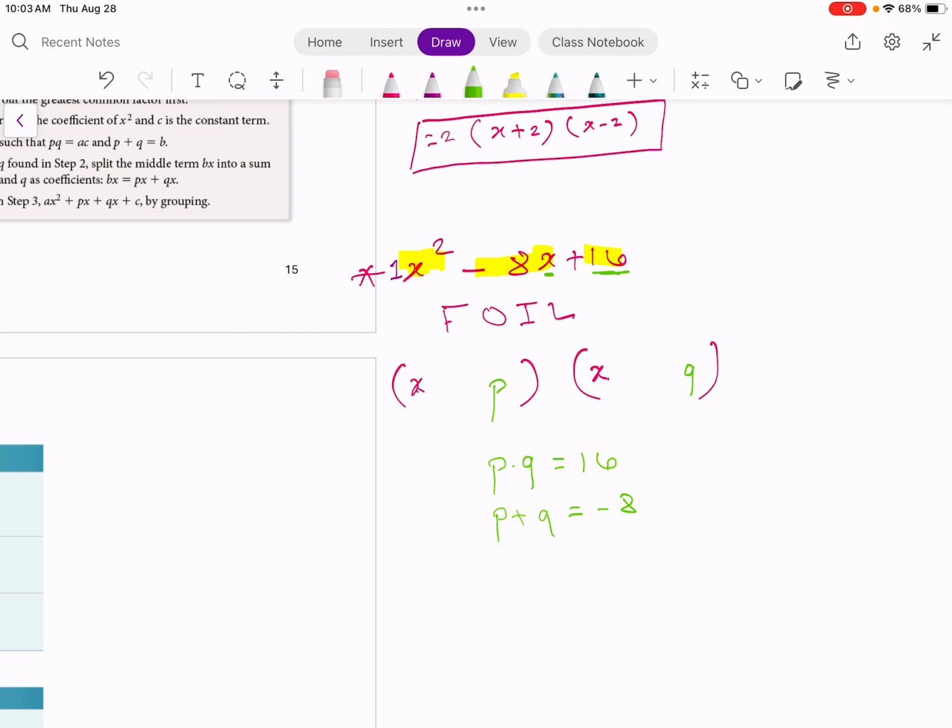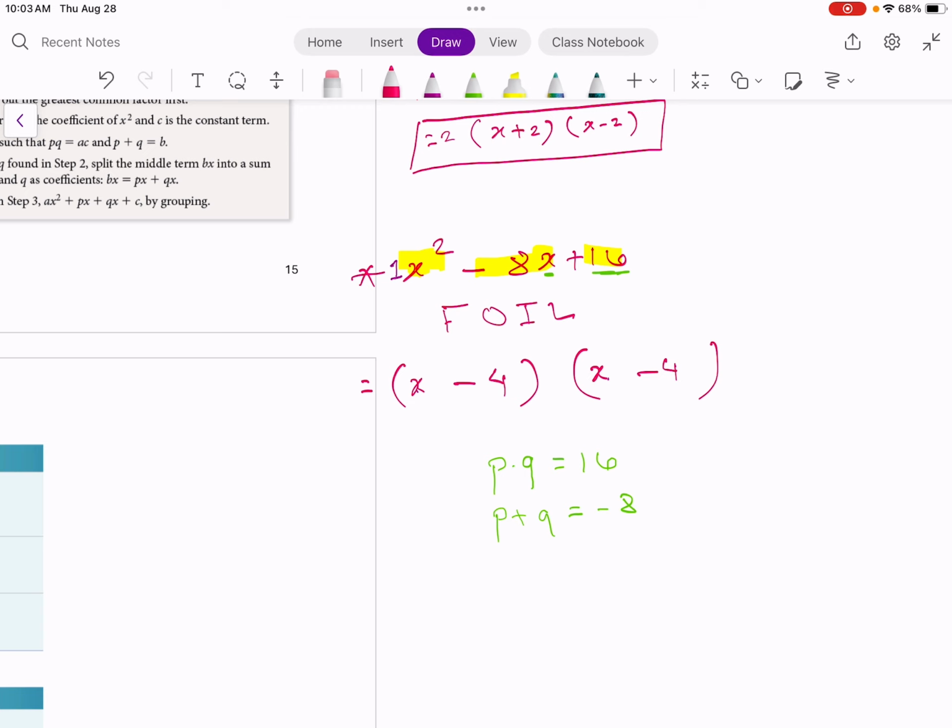Negative 4 and negative 4, right? Negative 4 times negative 4, that is positive 16. Negative 4 plus negative 4, that is negative 8. So your p and q are negative 4, negative 4. So this is how we can factorize the trinomial in a quadratic form if the coefficient of the square term is 1. Okay, any question on this one?